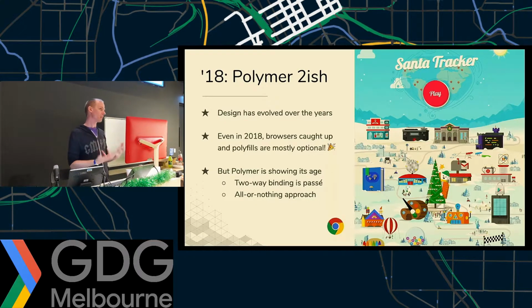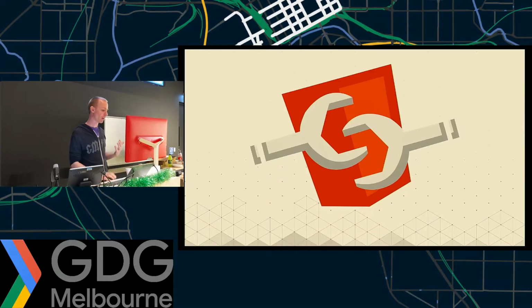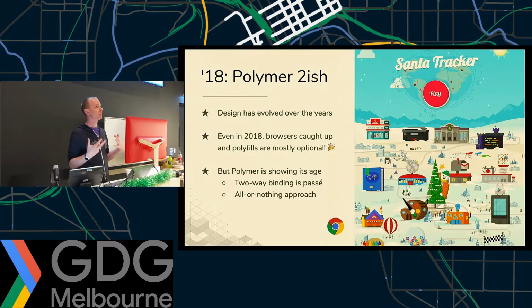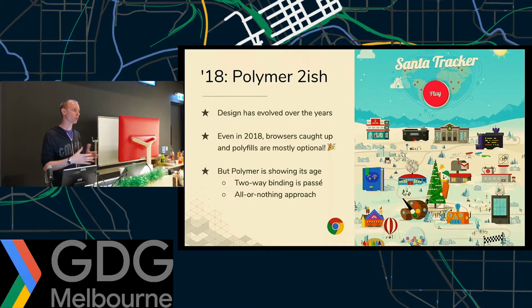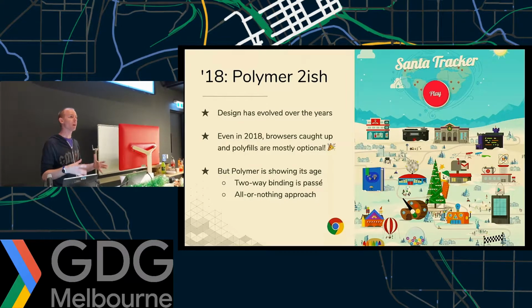Polymer, though, is showing its age. It was written, the first version came out in 2013, and I'll get to some of Google's challenges with this in a second, but we're trying to move away from Polymer. So there's nothing wrong with it if you want to use it. It's a great UI library, but it was designed for an earlier time.